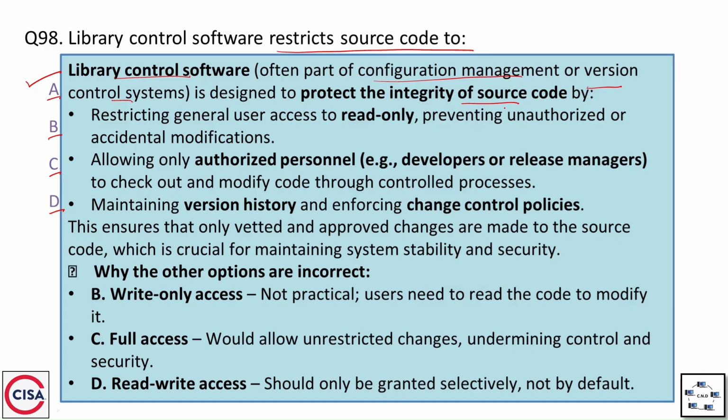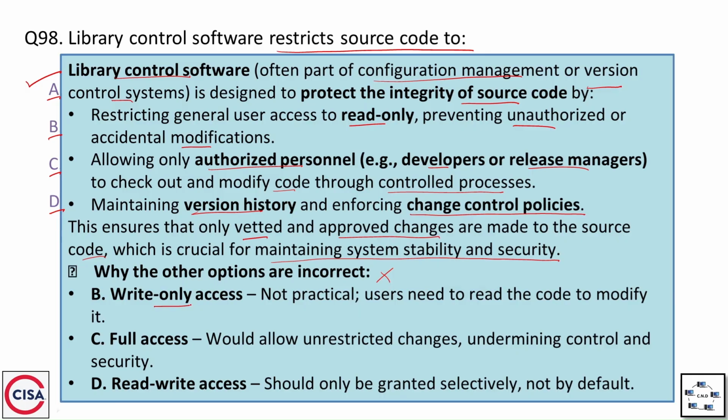So library control software, often part of the configuration management or version control systems, is designed to protect the integrity of source code by restricting general users access to read only, preventing unauthorized or accidental modifications, allowing only authorized personnel, that is developers or release managers, to check out and modify code through controlled processes. And number 3, maintaining version history and enforcing change control policies. This ensures that only vetted and approved changes are made to the source code, which is crucial for maintaining system stability and security.